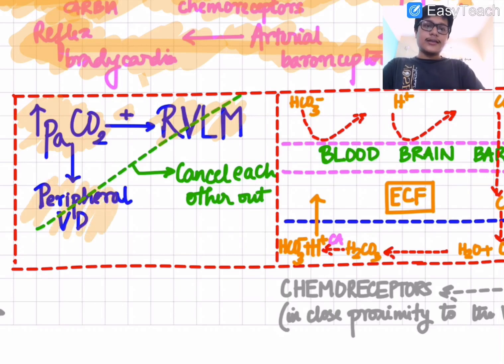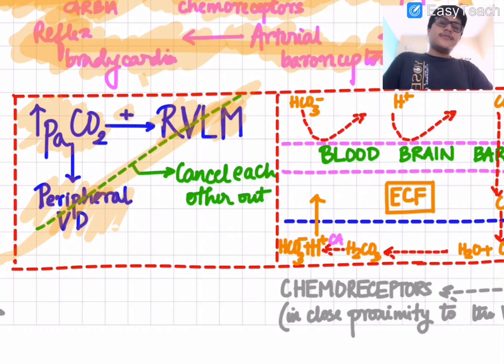However, peripherally, an increased carbon dioxide concentration in blood will cause direct vasodilatation. So in essence, these two effects will cancel each other out. And when there is further and further increase in carbon dioxide concentration, this RVLM will be stimulated to a much greater degree than the peripheral vasodilatory stimulation, and so the blood pressure will start to rise very, very slowly when the carbon dioxide content is very high. Okay.